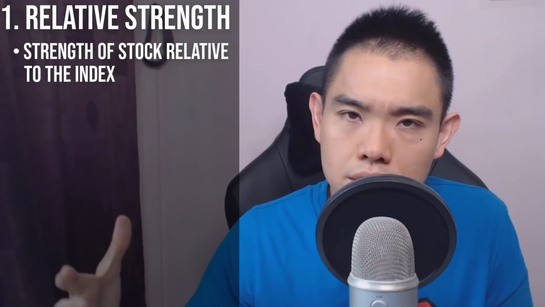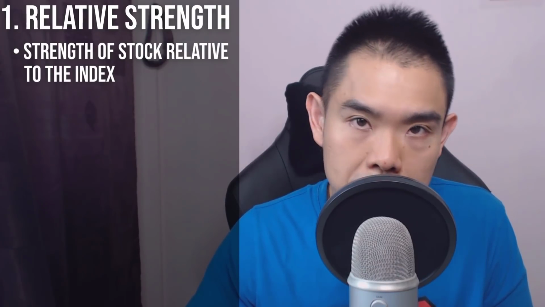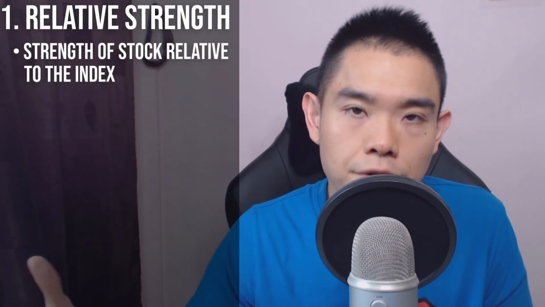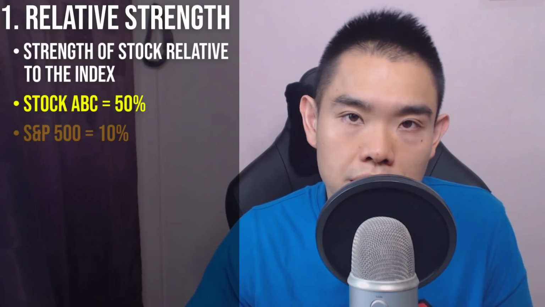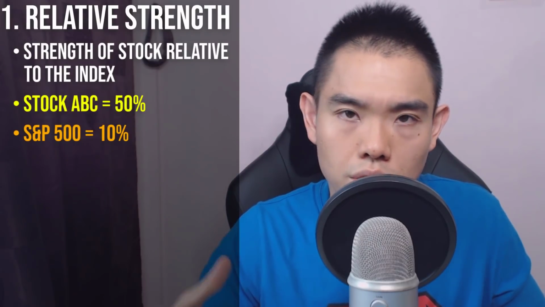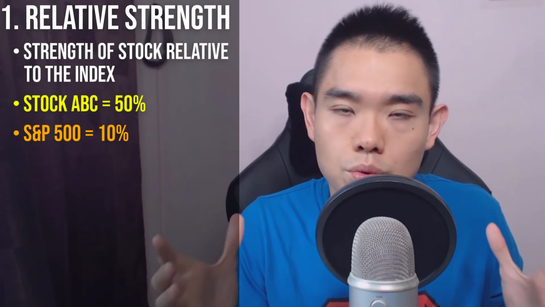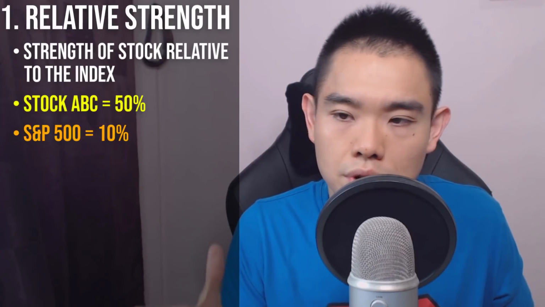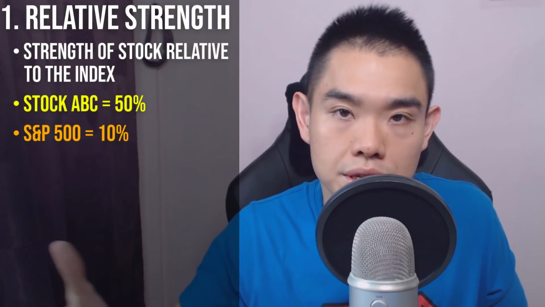This simply means how strong a stock is relative to the index. Let's say stock ABC this year has risen 50%, whereas the S&P 500 has only gone up, let's say, 10%. So in terms of relative strength, you can see that stock ABC is stronger than the S&P 500. In this case, you want to look for buying opportunities in stocks like ABC, because they have proven themselves to be strong in recent months.